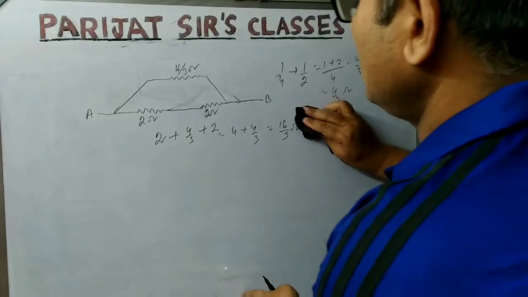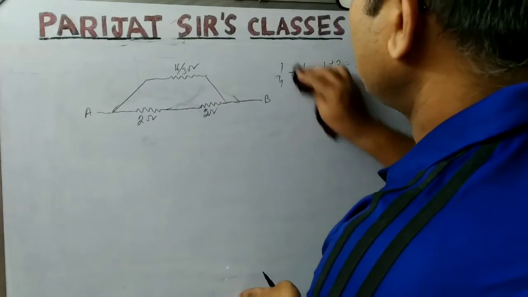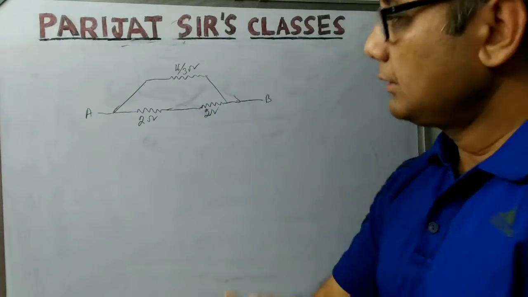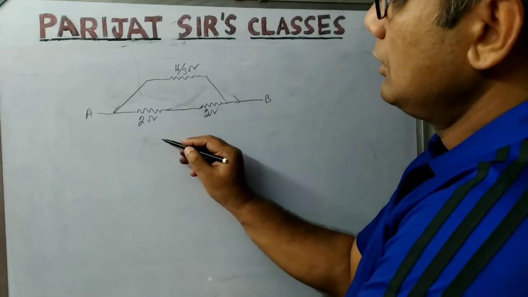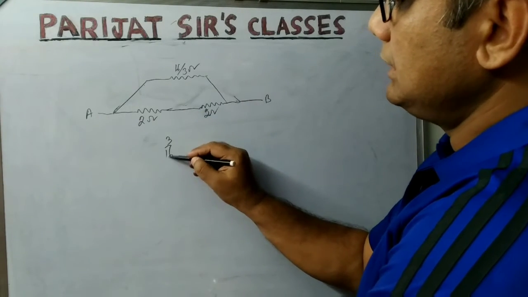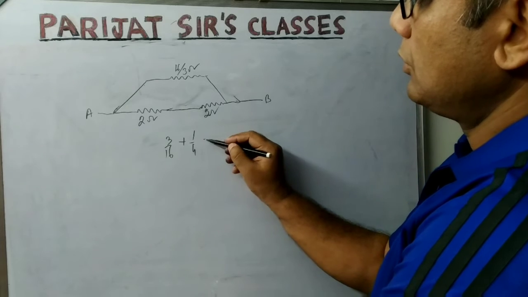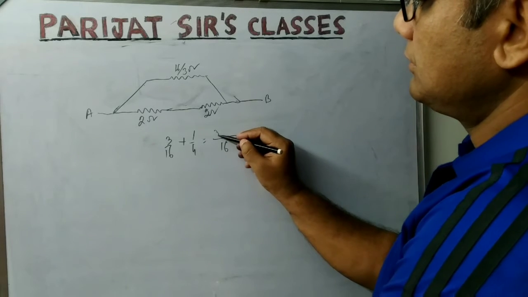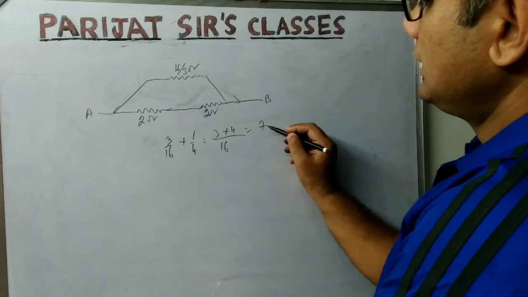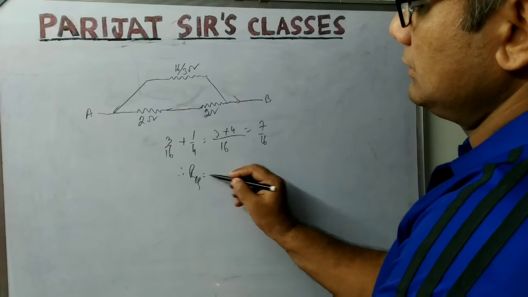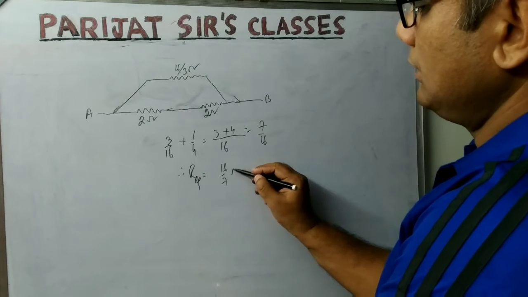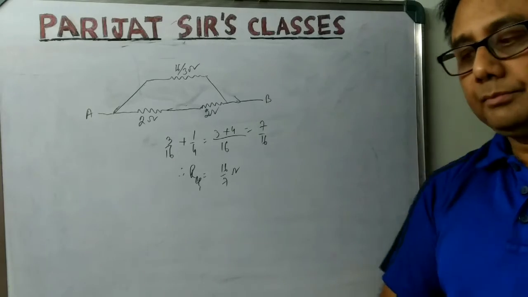That means now my total resistance is very easy to calculate. And what is it? That is 4 ohms and 16 by 3 ohms are in parallel. So it will become 3 by 16 plus 1 by 4, which is 3 plus 4, 7 by 16. That means my net equivalent resistance will be 16 by 7 ohms. And that is the answer.